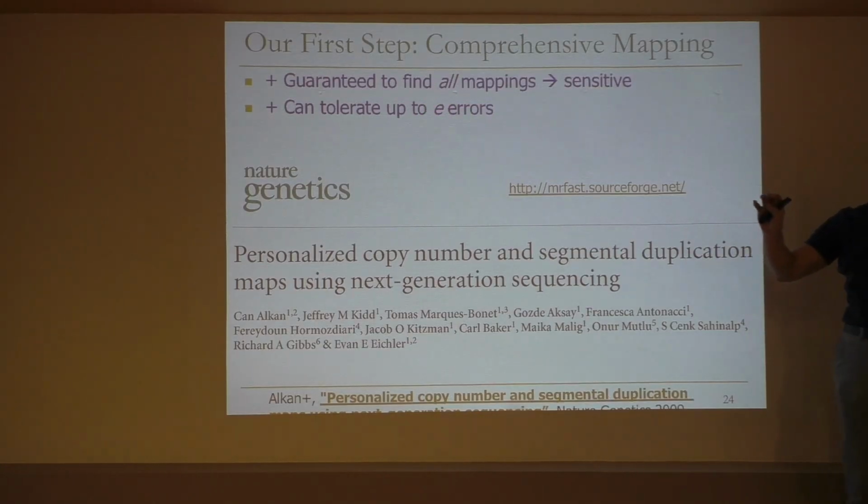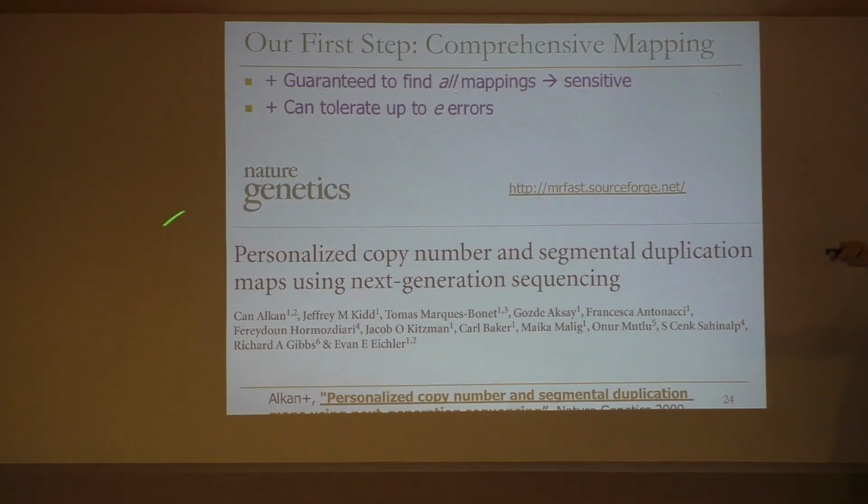At the time, the mappers were not very sensitive, and this is called sensitivity. BLAST, for example, if you increase E, it really doesn't work very well. So we wanted to have a mapper that increases E as much as possible so that you can actually figure out as many matches as possible. And then somebody, the biologist for example, may make sense out of them.